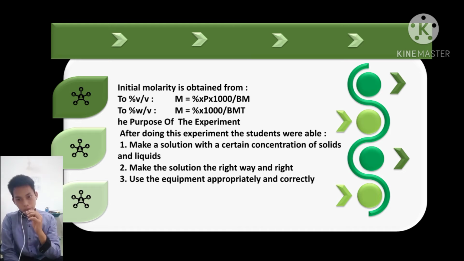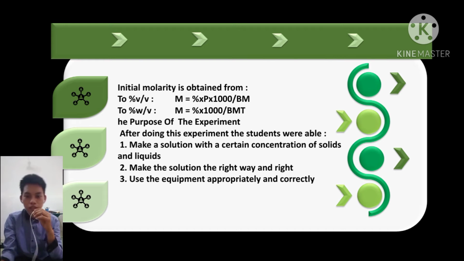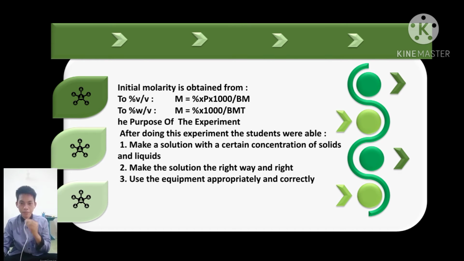Initial molarity is obtained from percent weight divided by volume, or M equals percent multiplied by 10 divided by Mr, or percent weight divided by volume, M equals percent multiplied by 1000 divided by Mr.